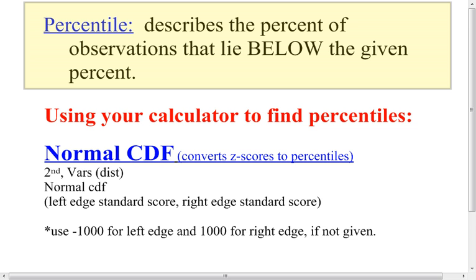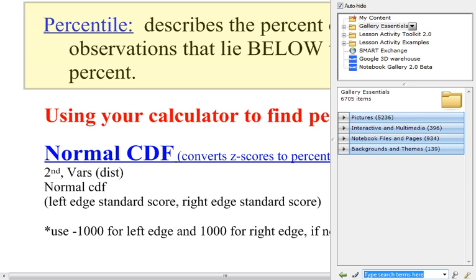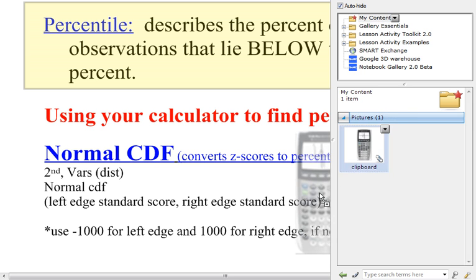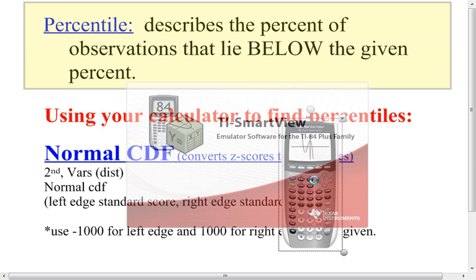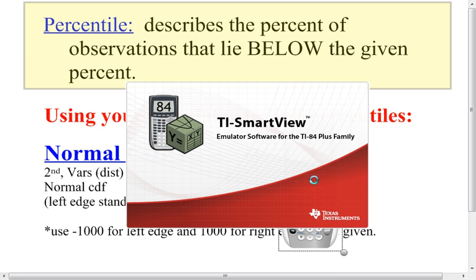I'll just show this to you because I will do this with you, but you do it with normal CDF on your calculator, which is second variables, and then you're going to go to the normal CDF function, and you're going to use the left edge standard score, the right edge standard score, and if you don't know the left edge, you're going to use negative 1,000. If you don't know the right edge, you're going to use positive 1,000, and I'll talk a little bit about why I want you to do that when it comes up. But for now, I need to open my TI graphs so that I can do this with you.